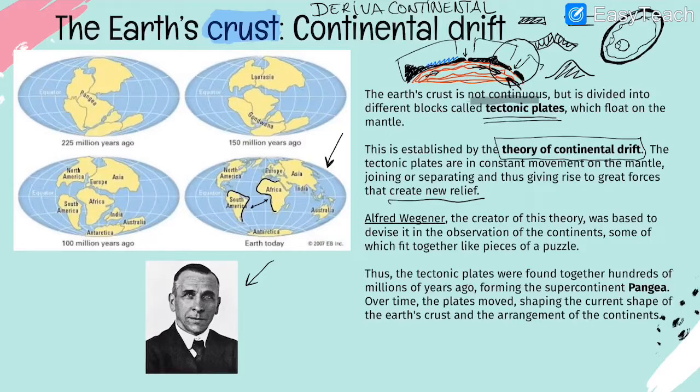There are also other evidences that made Alfred Wegener think about it, and we are going to study them in other lessons about evolution. These evidences were plants and also animals that were similar here and here. So they thought that in the past, these two parts were close, were part of the same thing, as you can see here.